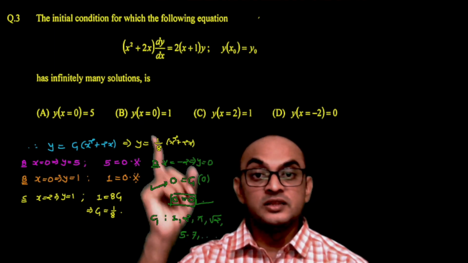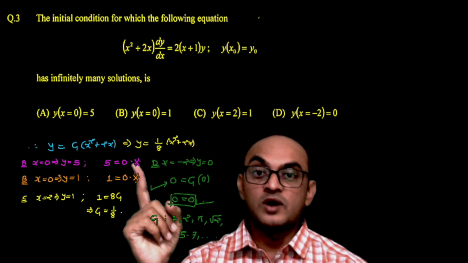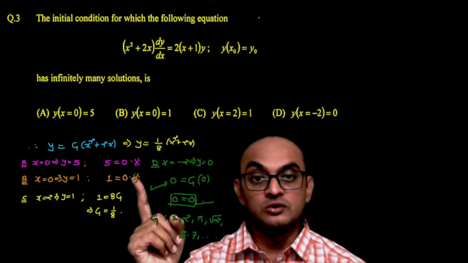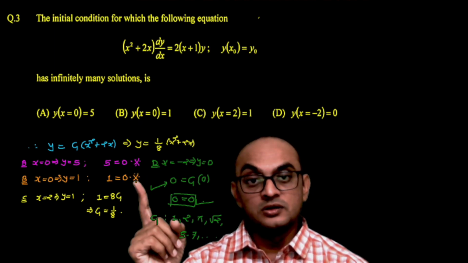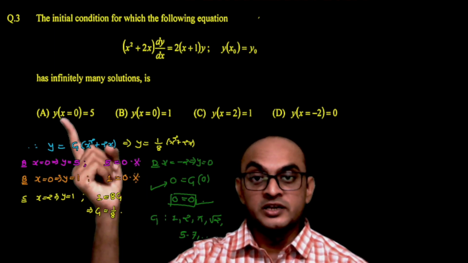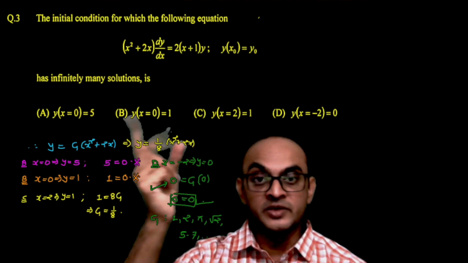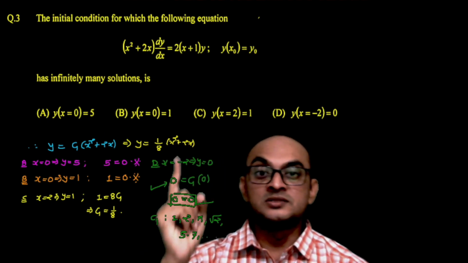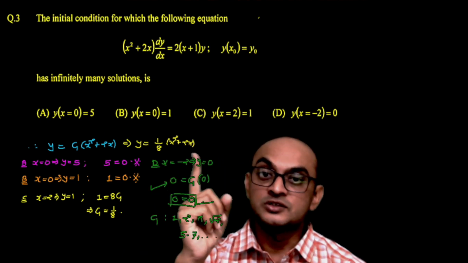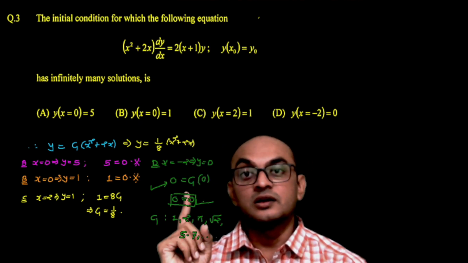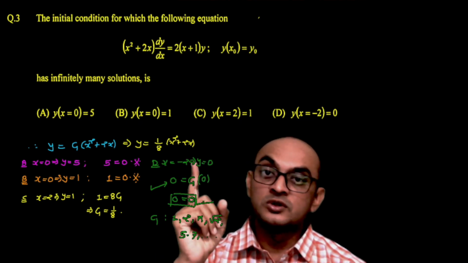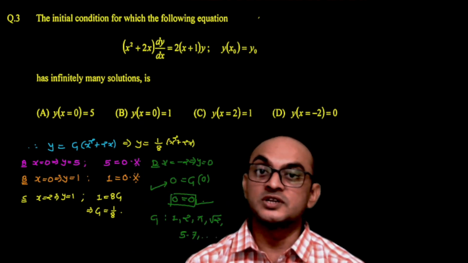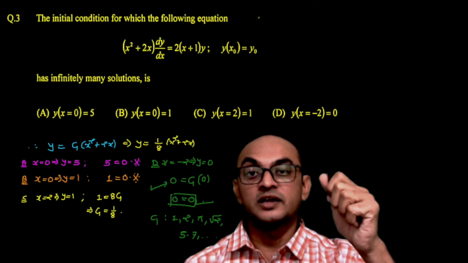Now, if you look at these four options, then options A and B are informing us that 5 equal to 0 and 1 equal to 0 are not possible equations. So the initial conditions A and B are not valid initial conditions. Condition C is a valid initial condition, but it has a unique solution, and option D is also a valid initial condition, but for which the system has infinitely many solutions, and here our answer is D.